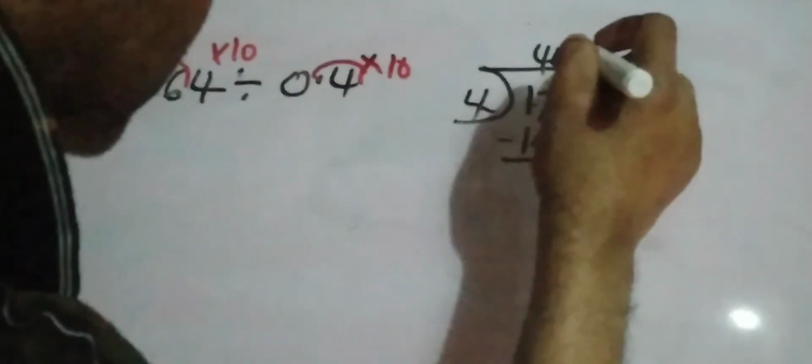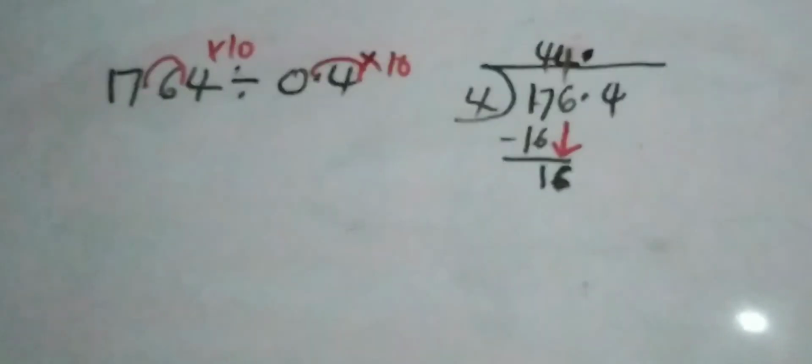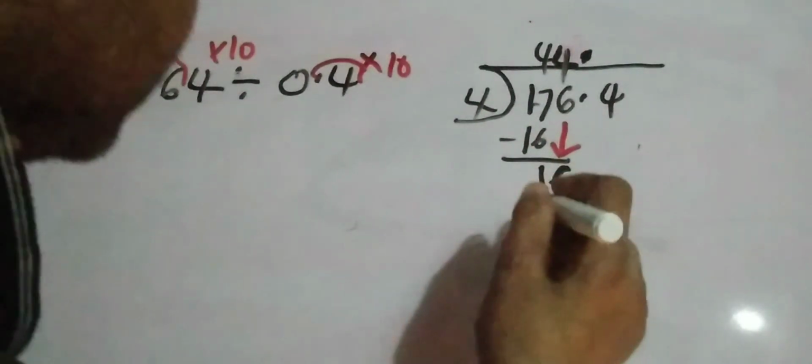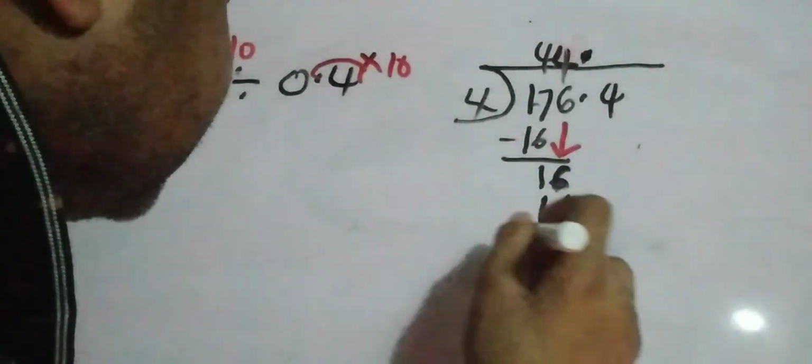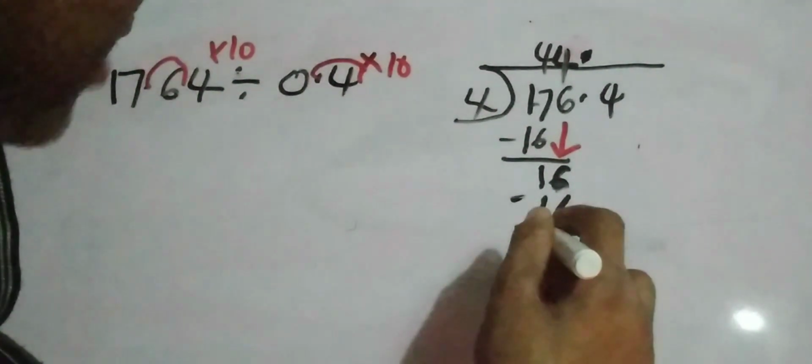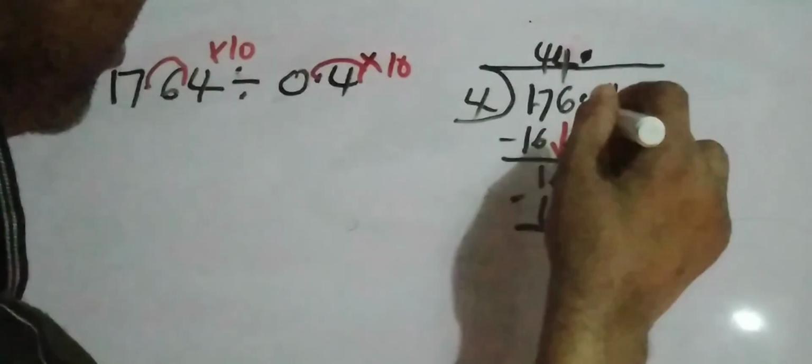Then we are going to put our point. Very important, we can't leave out our point. The point goes exactly over the point in the dividend. Then now we're going to say 4 times 4 gives you 16. 16 from 16 leave nothing. So we have a 4 there, so we have to bring it down. So let's bring the 4 down.